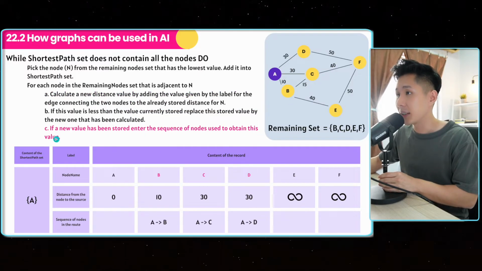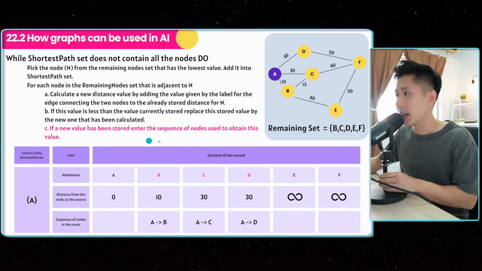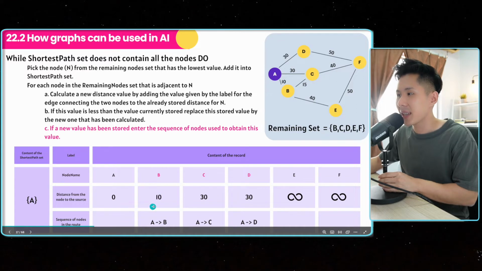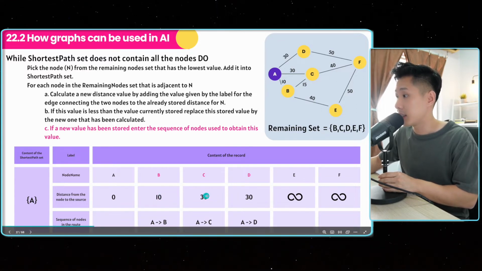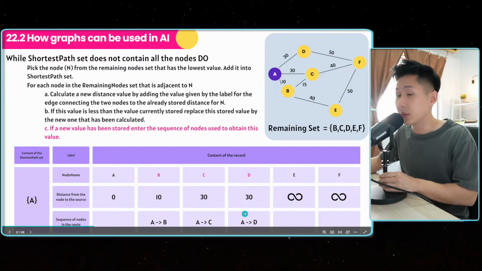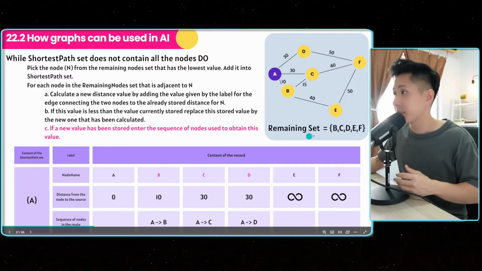And then part C, if a new value has been stored, enter the sequence of nodes used to obtain this value. How do I get 10 here? I basically travel from A to B. How do I get 30 here? Travel from A to C, A to D. So this is when the sequence of nodes is labeled in the table.